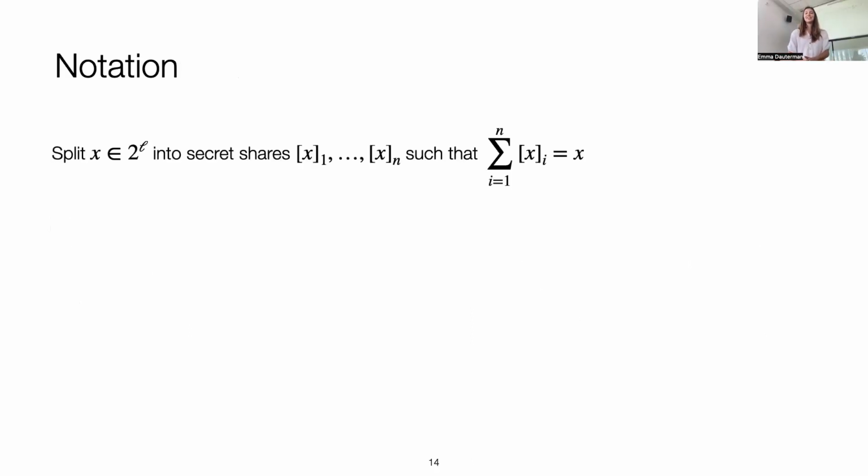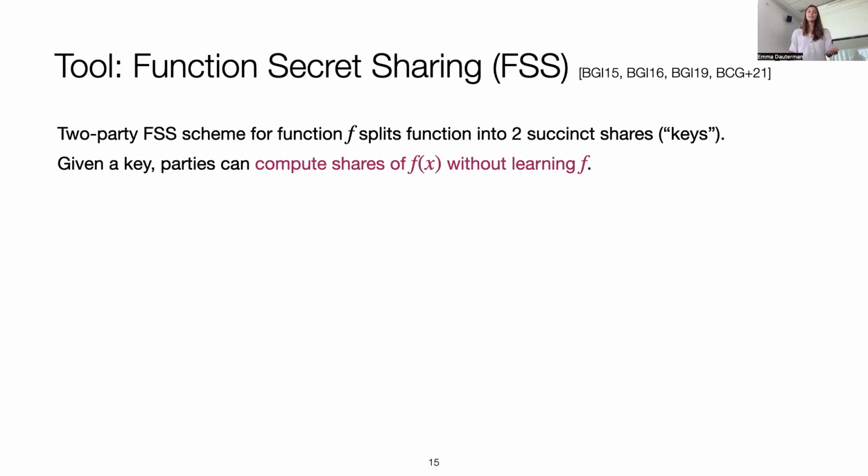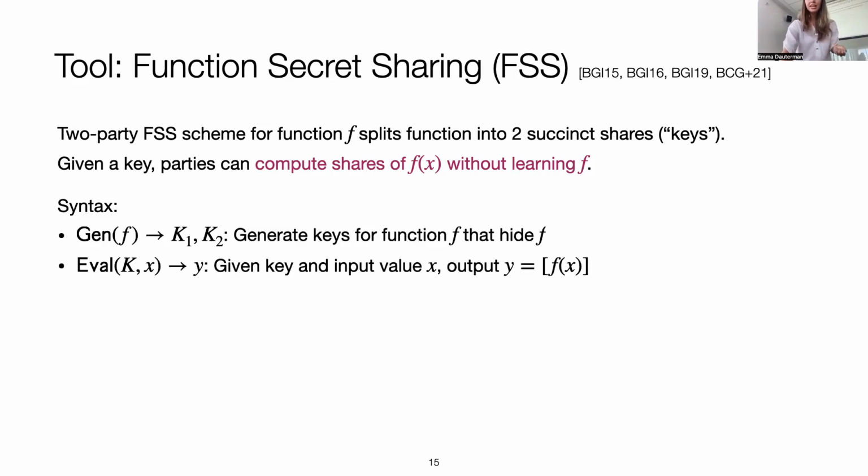So, just simple notation: secret sharing some value X in the ring Z_2^L, split into secret shares X1 through Xn, sum them together, get the original value X. So we identify function secret sharing as being particularly well suited for the setting of time series data. In function secret sharing, if you have a 2-party function secret sharing scheme for a function F, you can split it into 2 succinct shares. You can call these shares keys, such that given a key, parties can compute shares of the function F evaluated at X without learning the original function F. So given just one of these keys, I can compute a share of the function F evaluated at X without knowing what F is.